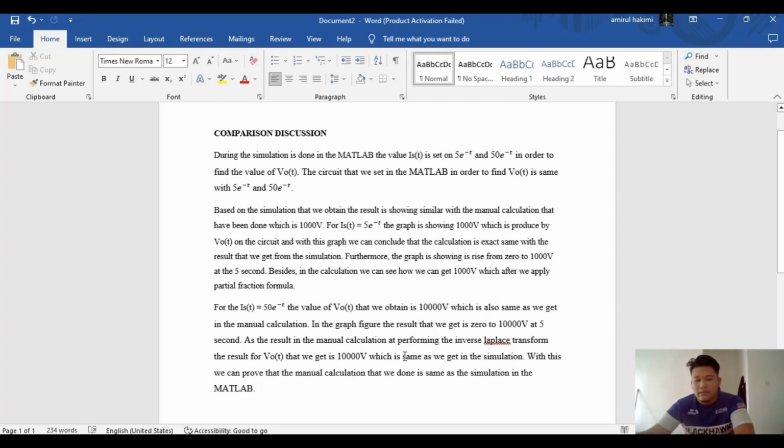And for the manual calculation, we also get the 10,000 volt, which is the same as the simulation that we did. With this, we can prove that the simulation and the manual calculation are the same. The result is the same, and we can prove that manual calculation can also be used to replace the simulation. That's all for me.